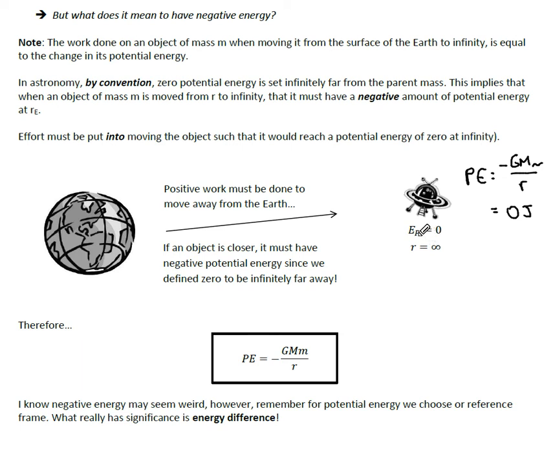However, if we want to move away from a massive object, we have to do positive work. So the only way we can get to 0 by doing positive work is if we have negative potential energy when we're closer. For example, if we're starting right over here, our potential energy might be negative 5,000 joules. If I want to move away from Earth, I have to do positive work. So I have to add 5,000 joules of energy to my system in order to get to this infinitely far away position.